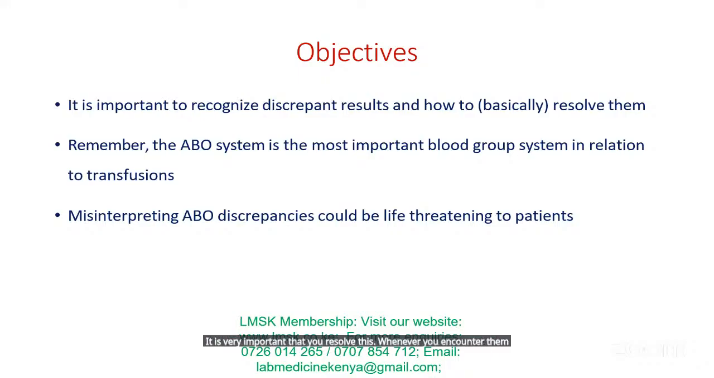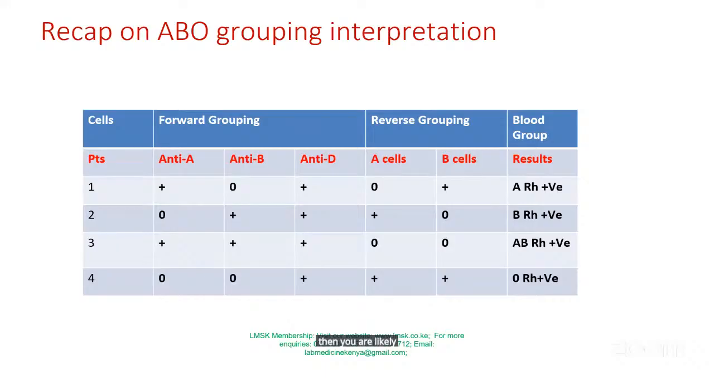So the ABO system is the most important blood group in relation to transfusion. As we have seen, most of these have naturally occurring antibodies, and these antibodies are potent enough to cause a transfusion reaction immediately, even 15 minutes after starting the transfusion. So you really need to be careful when dealing with the ABO. And then misinterpreting an ABO discrepancy could be life-threatening to patients. So if you misinterpret and give the wrong blood, then you are likely to have a fatal case.